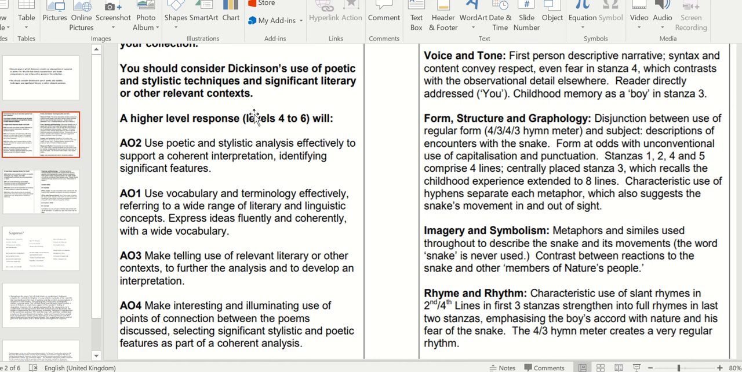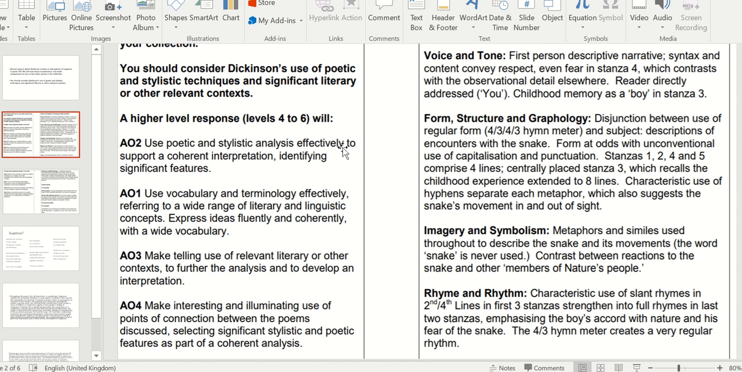This is from a mark scheme for a question on A Narrow Fellow in the Grass. As you can see here, the mark scheme is really, really specific. This question was from the 2017 paper, and it's about the presentation of nature in A Narrow Fellow in the Grass and other poems. You've got this explanation for a higher level response on the left.